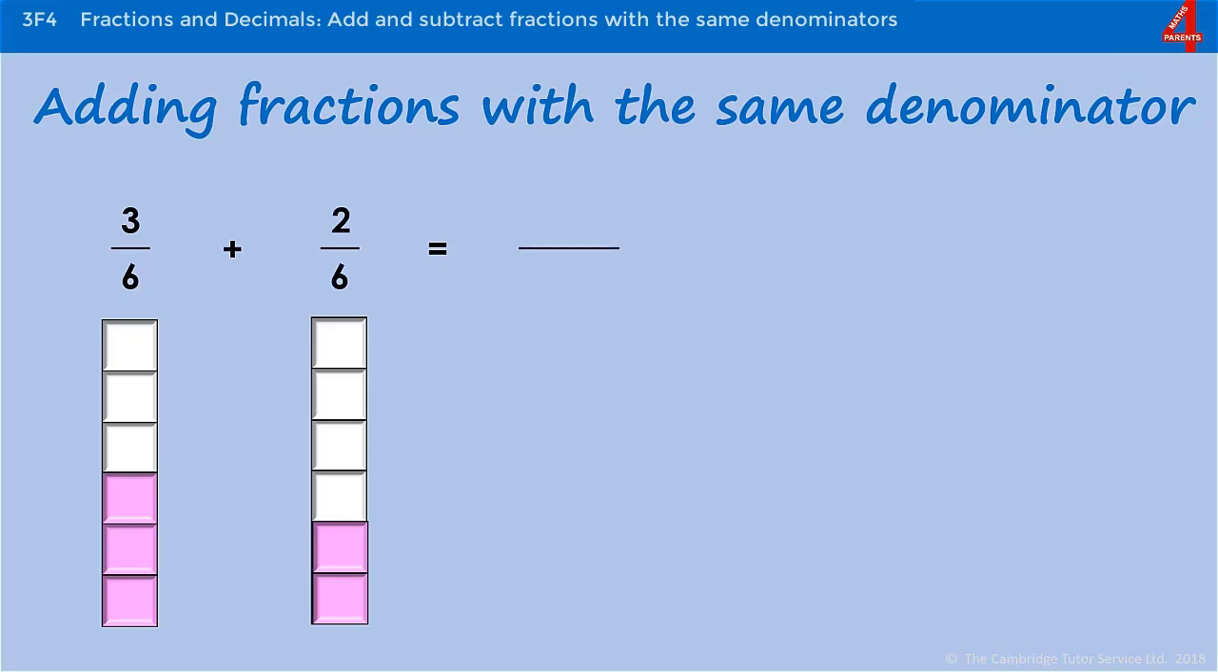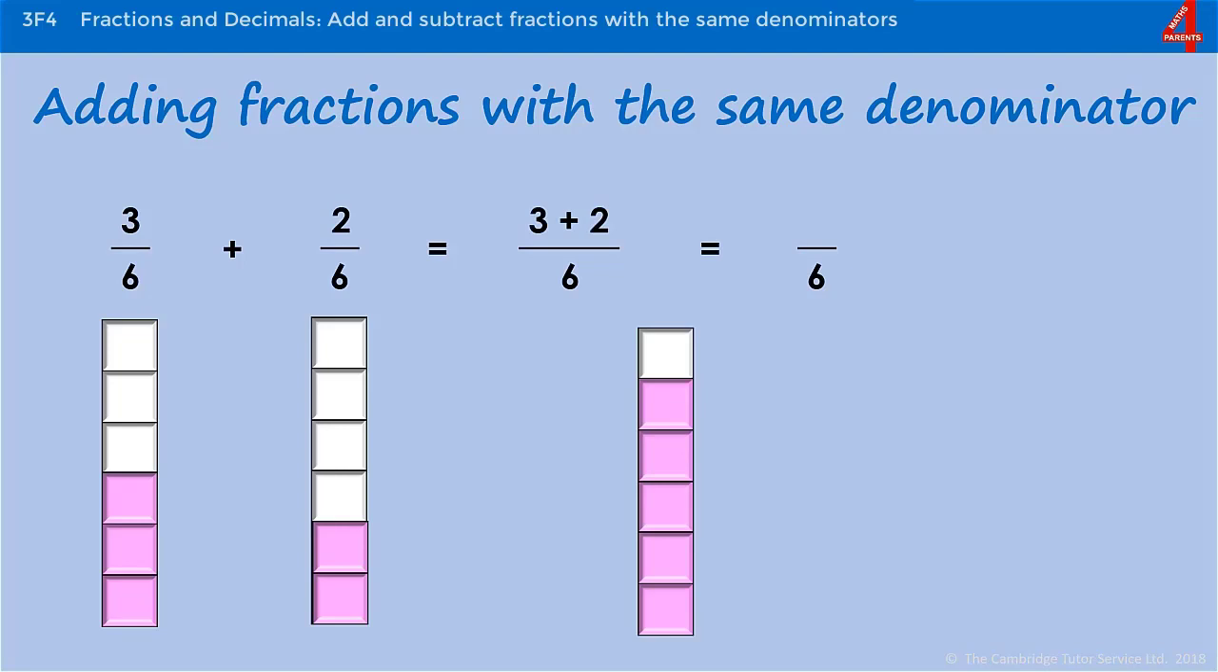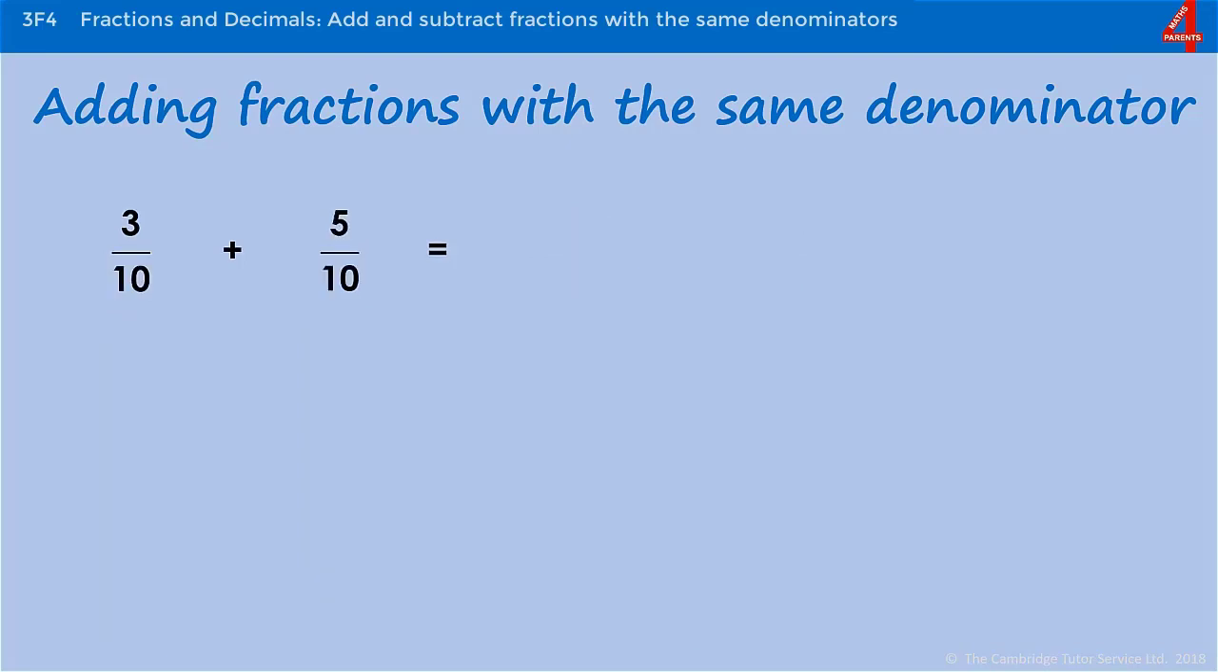Again, remember not to add those 6s together. The denominator is 6. Add the numerators. 3 add 2. How many sixths do we have altogether? And we had 3 pink ones, add 2 pink ones, which gives us 5 pink ones on the bar. 5 out of 6. And if we add those numerators together at the top, 3 add 2, that's 5. We have 5/6. Pause the video, have a go at this one.